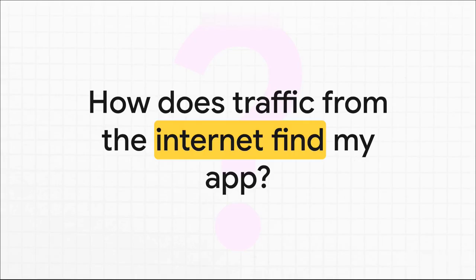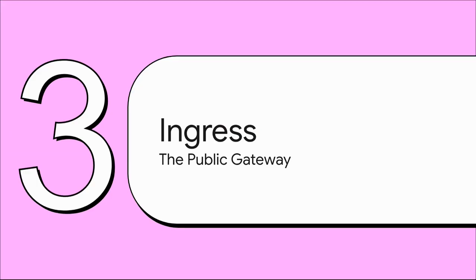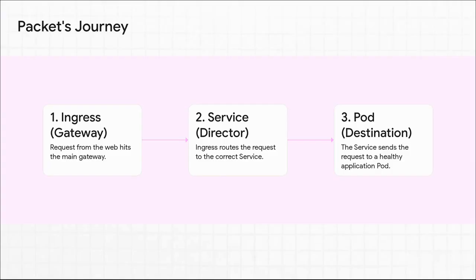But what about your customers who are outside the mall? How does all that traffic from the public internet find its way to our taco counter in the first place? For that, we need the final, crucial piece of our networking puzzle, the ingress. Think of this as the main entrance, the front door, and maybe even the security guard for the entire food court. So let's follow a single request all the way through.